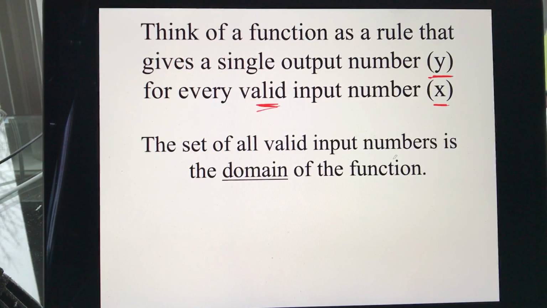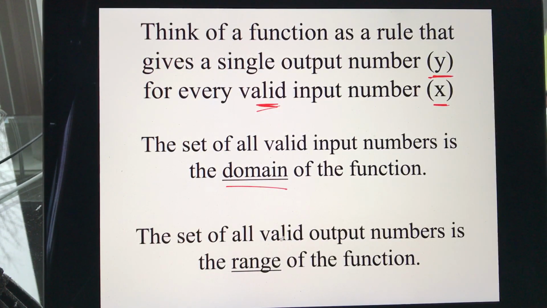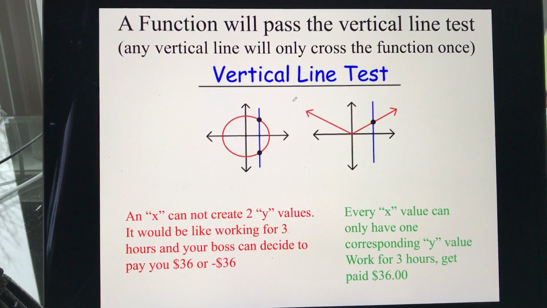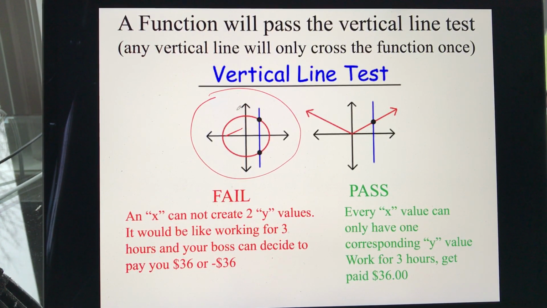Now, the set of all valid input numbers is called the domain of a function. And the set of all valid output numbers is called the range of a function. So a function graphically has to pass what we call the vertical line test. So if you have a couple pictures here, any vertical line will only cross the function once. So for this example, this would fail the vertical line test. This example is not a function, because if I draw a vertical line through the graph, I hit it at 2 spots.